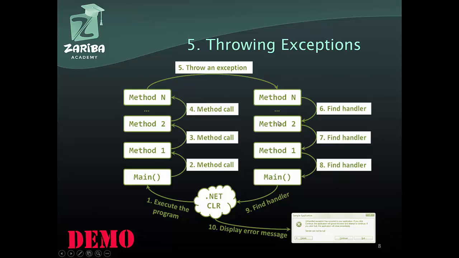So method n, find a handler, we didn't find it. Method 2, we didn't find it as well. Method 1, and so on until we get to the main. And if it's not handled there, we will get this error message that you normally see quite often in Windows and so on. This means that someone didn't do their job properly. If you get an error like this and the whole thing stops or freezes, that means someone didn't do it properly. Okay, so let's throw some exceptions then.